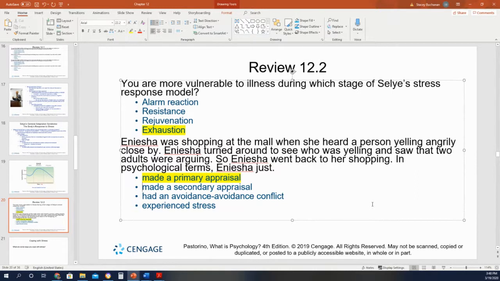Now let's say that the adults that were yelling were people with her, and then she started making a list in her head of, like, how does she cope with this? What does she need to do? That would then be a secondary appraisal. And that's actually a good lead-in. So with our secondary appraisals, that's when we come up with these ideas of how to cope with situations.